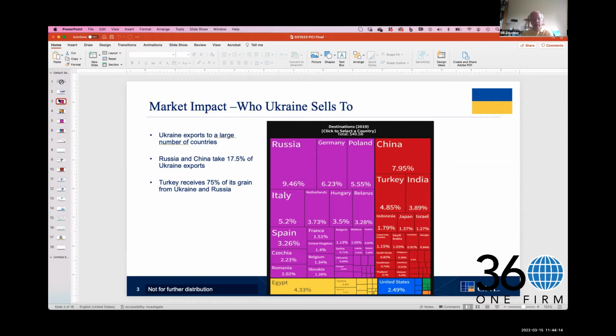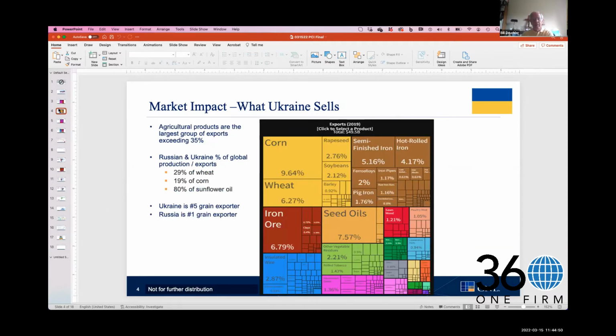On the next slide, you can see what the exports are in terms of who Ukraine sells to, and you can see that their principal trading partners there are Russia and China, diversified across Europe. An interesting note is that Turkey receives 75% of its grain from Ukraine and Russia. So that's pretty interesting. So we're looking at this chart in the next couple to see, obviously Ukraine is impaired. What are the potential impacts based on looking at who their trading partners are and what they're selling. Go to the next slide.